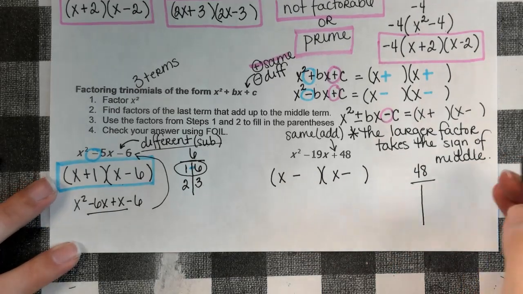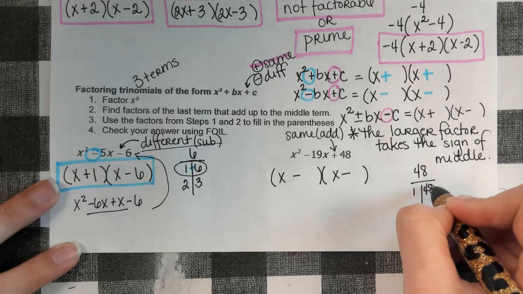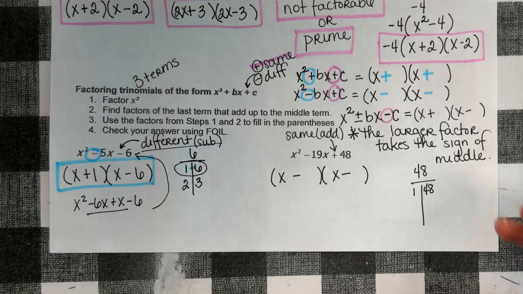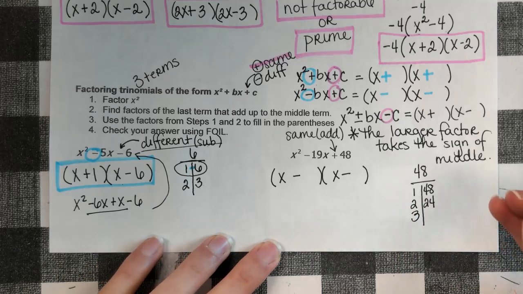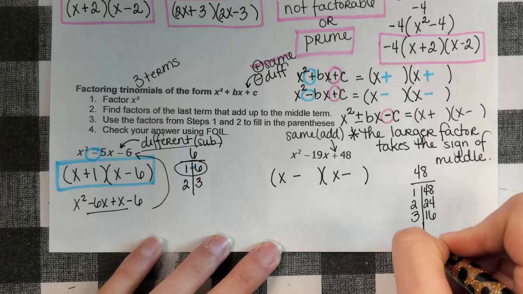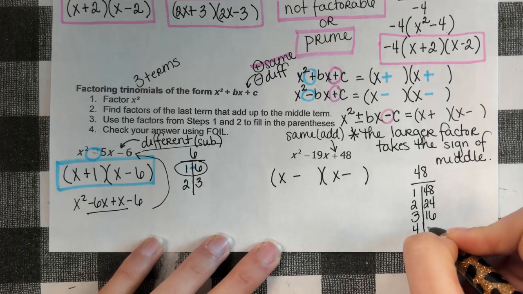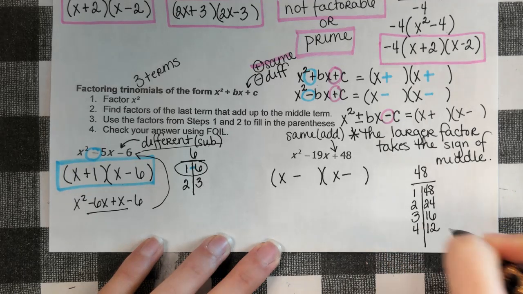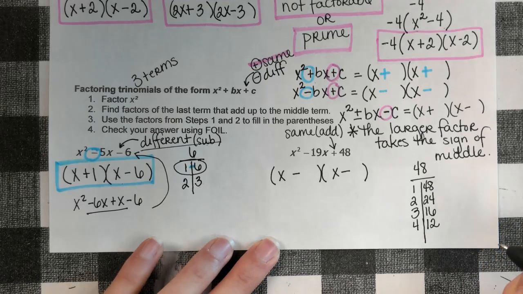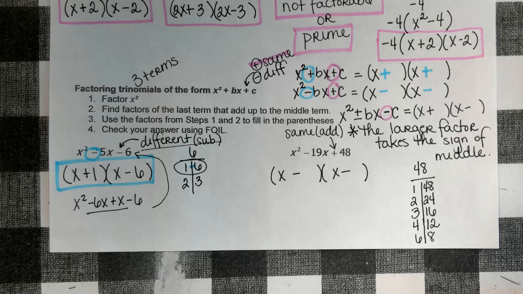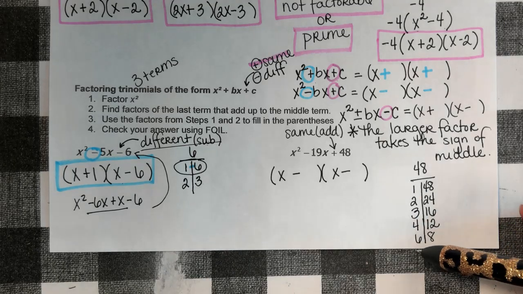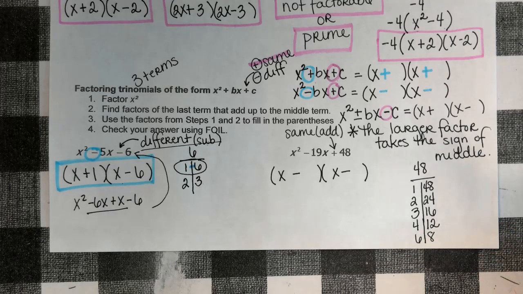All right, so then when I take factors of 48, what are my factors of 48? 1 and 48, 2 and 24, 3 and 16, 4 and 12, not divisible by 5, 6 and 8, not divisible by 7, and then you would just repeat 8 and 6, so I stop there. Okay, y'all all know how to get a factor table, right? Just divide the numbers.